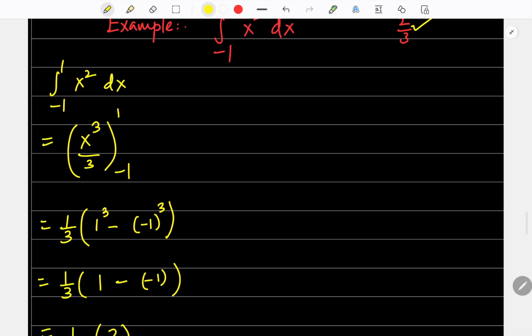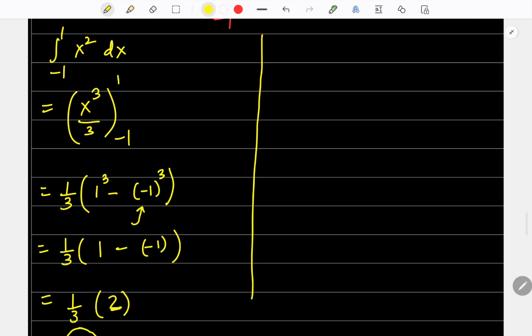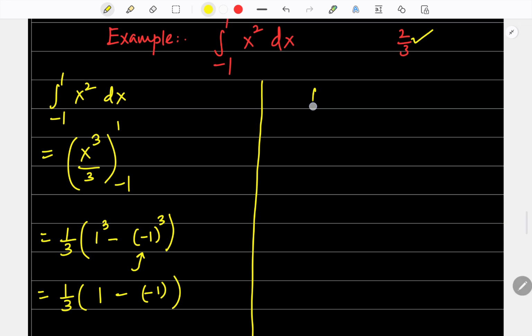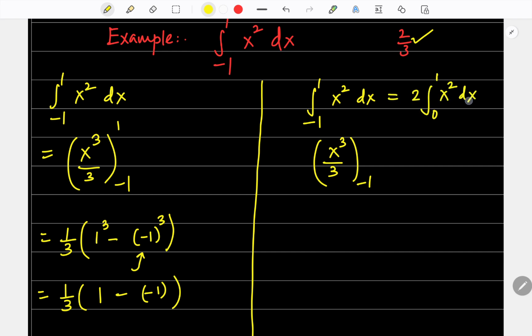Okay, teacher, what is the use of this property? Now listen here. Because the number is 1, it's very easy for you. If the number is big, you will make careless mistakes. Now look here. Integral minus 1 to plus 1 x square dx. What is the integration of this? X cube divided by 3. But I'm going to use the property. What is the property? Twice times integral 0 to 1 x square dx.